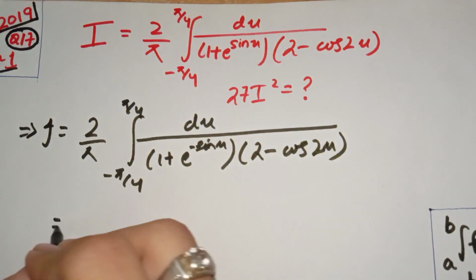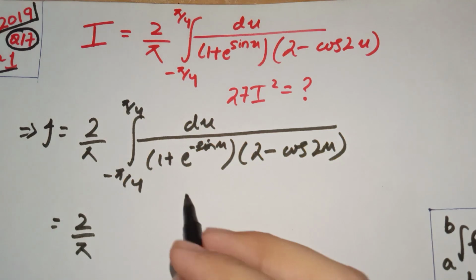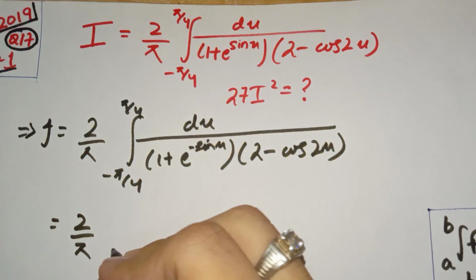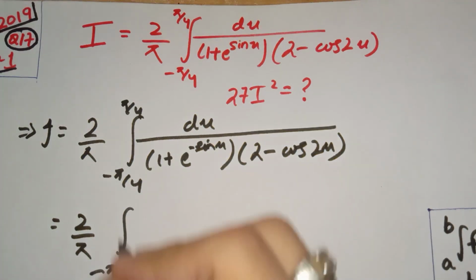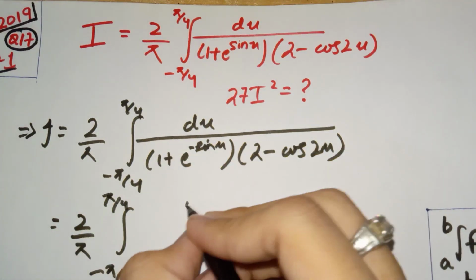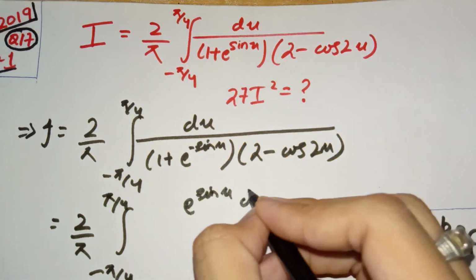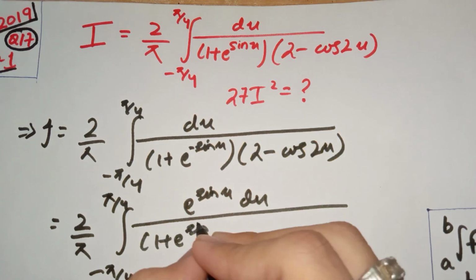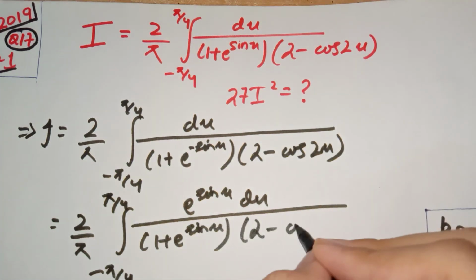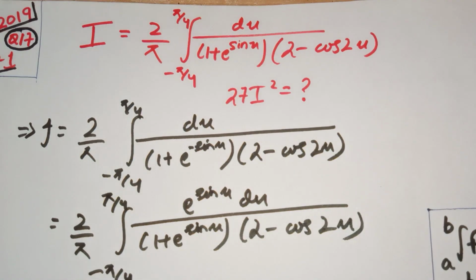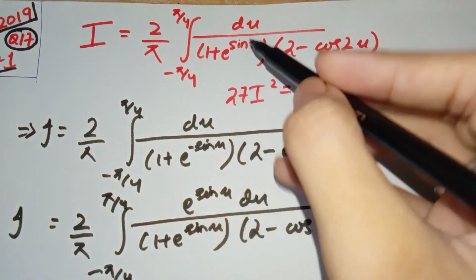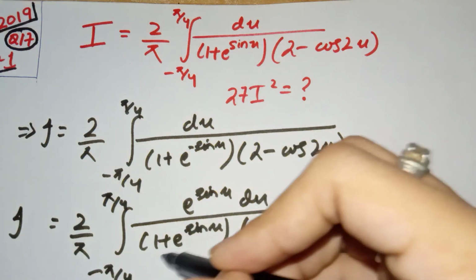Now continuing it, we take the LCM. E to the power minus x is also equal to 1 by e to the power x. Similarly, for this case, if we take the LCM, we get e to the power sin x dx by 1 plus e to the power sin x into 2 minus cos 2x. Now we see some similarity in this I and the I above this one. The LCMs are the same, and we see if we add both the I's, we get this term cancelled.